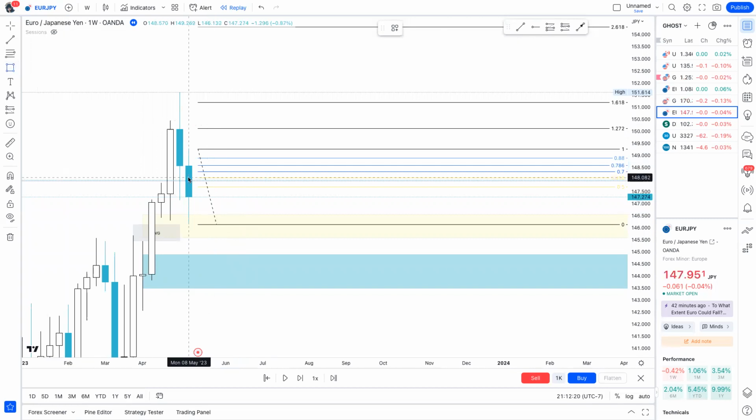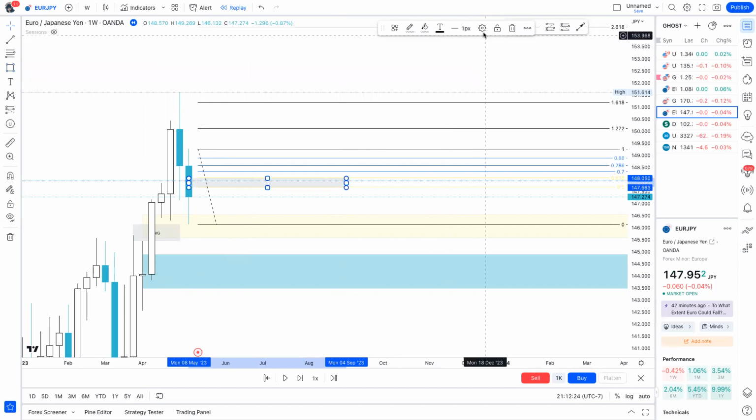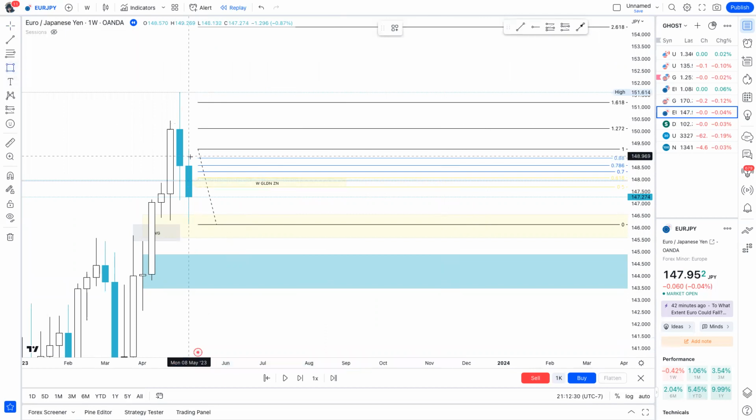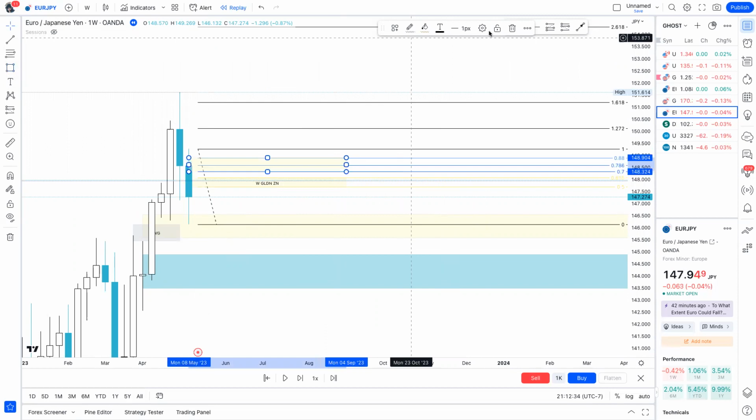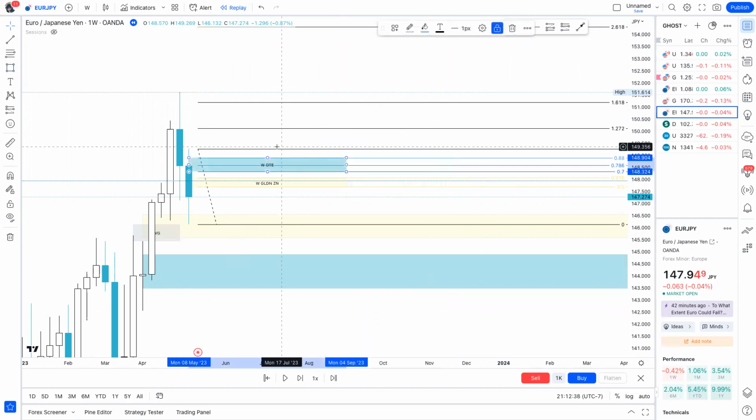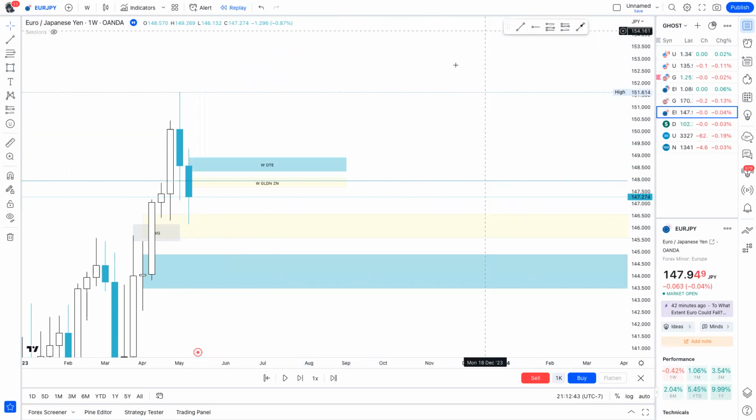So I'm just going to do the exact same thing. I'm going to mark the golden zone. Oops, golden zone right there. And then I'm going to mark the weekly optimal trade entry. So we can go ahead and delete this fib. So it's pretty simple, right? I just did the same thing twice.